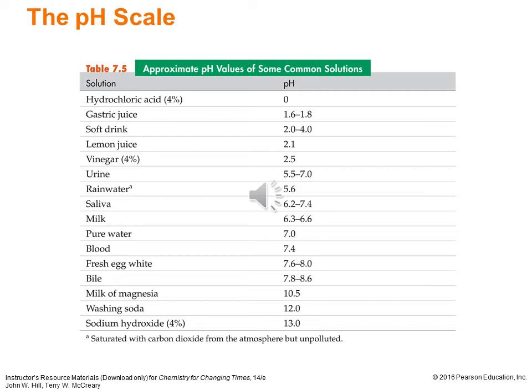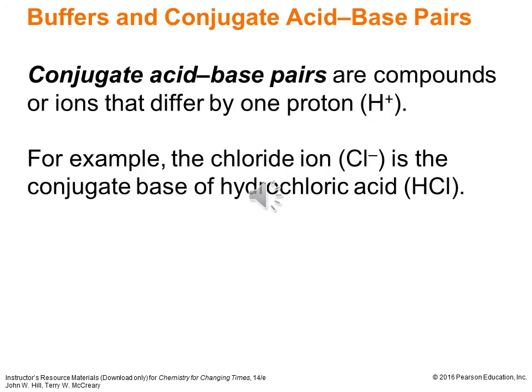Milk is acidic. People think because it has calcium it's basic. That's not true. Milk is acidic, and if you let your milk go too long, it'll get much more acidic as the bacteria spoil the milk, but ordinarily it should be between 6.3 and 6.6 for pH. Pure water, as we said, should be right at the neutral point, and then blood and egg white, bile, milk of magnesia, washing soda, which is different from baking soda. Washing soda is sodium carbonate, baking soda is sodium hydrogen carbonate, so washing soda is slightly more basic. And then finally sodium hydroxide up at the top of our pH scale.